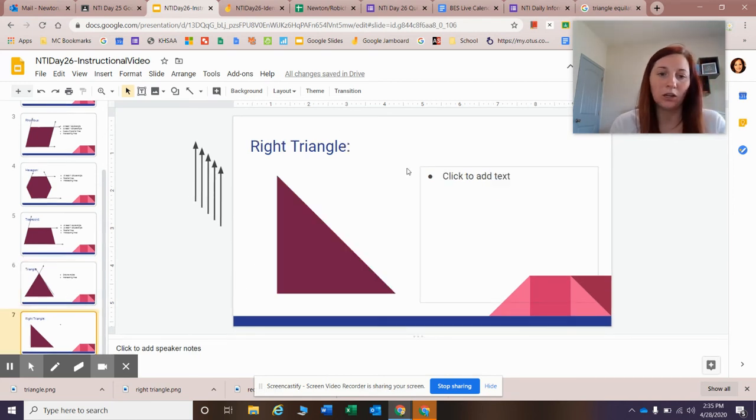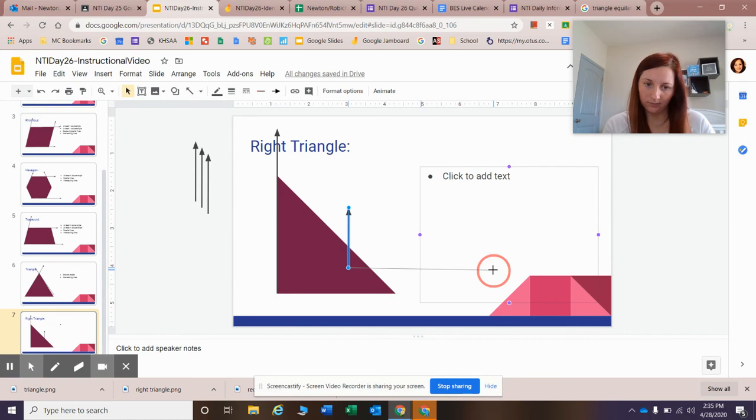And the last shape that we're going to look at is a right triangle. That's a type of triangle. Why do you think it's called a right triangle? Well, if you look, it has a right angle on it, a 90-degree angle. So that automatically sends a red flag to me on some different attributes that it should have. Rotate this.